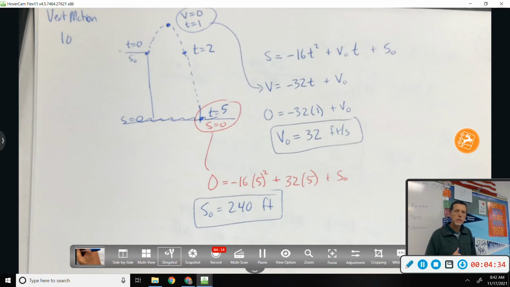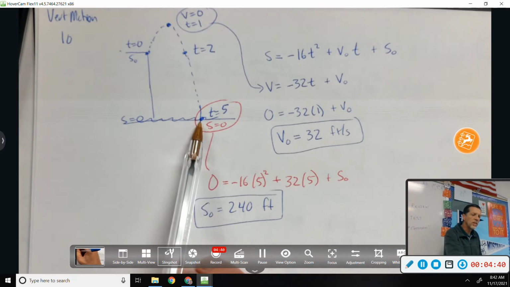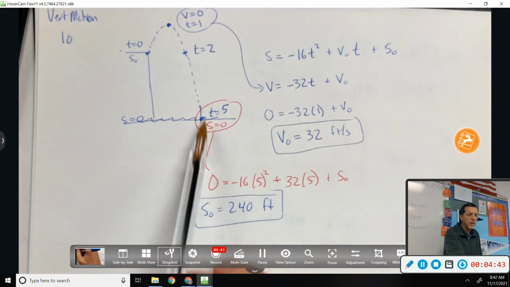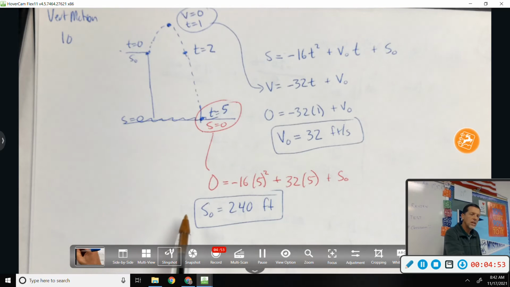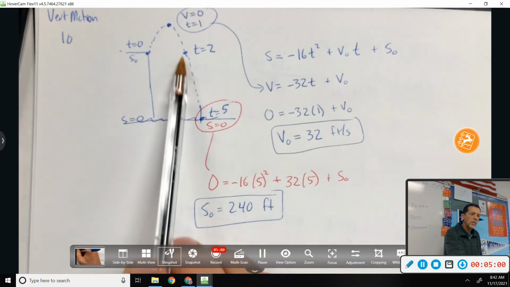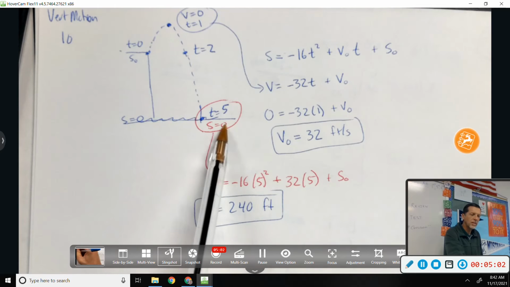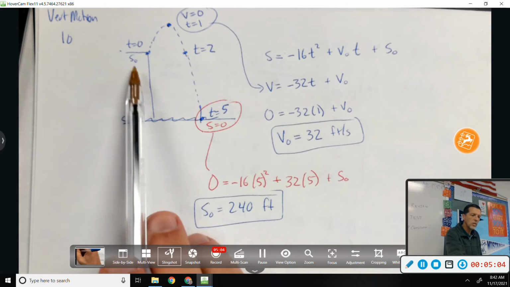Why did you plug in 5 if that seems so random? Like I would never do that. Because I knew that down here, I knew that S was 0. I was trying to pick something that I knew. So I picked down here because I know S is 0 down there. If I picked anywhere else, I don't think I could figure out what S0 is.